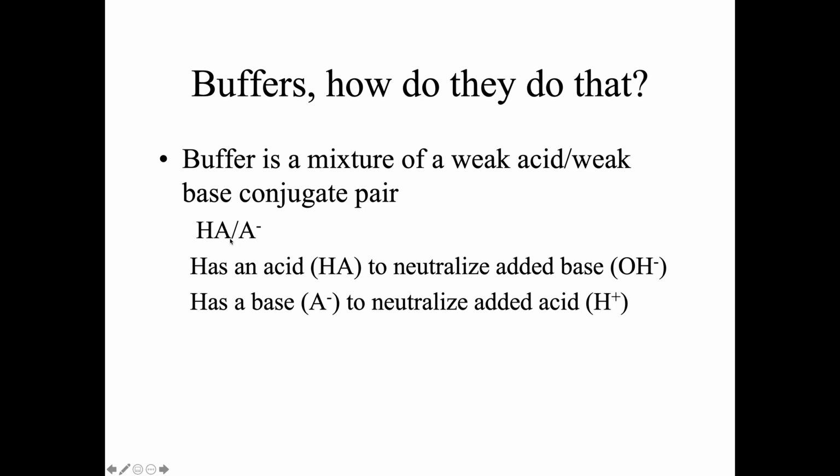So HA and A minus, for example, are a conjugate pair. If I transfer an H plus from here to here, here's an acid, here's a base, I get the same thing. Try it on your own. So if I have a mixture of a weak acid, weak base conjugate pair, I have a buffer. So that's what a buffer is. It's typically a mixture of a weak acid, weak base conjugate pair. And it has an acid that can neutralize base, and it has a base that can neutralize acid.